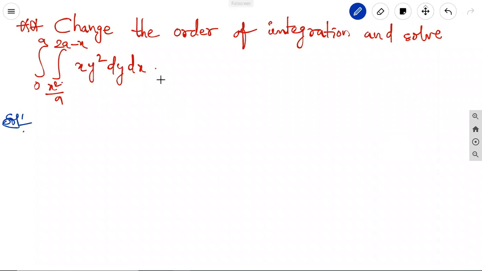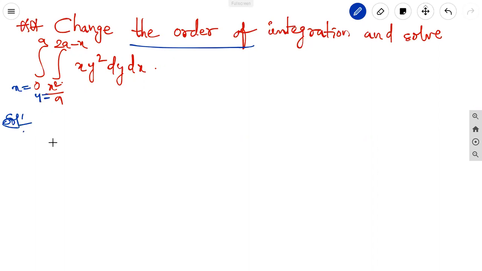Let us discuss a problem on the chapter of multiple integration. In that subtopic, change the order of the integration and solve the integral from 0 to a, integral from x squared by a to 2a minus x, of the function xy squared dy dx. In this, the first integration limits are in x, that means the y variable. The second limits are the x variable.